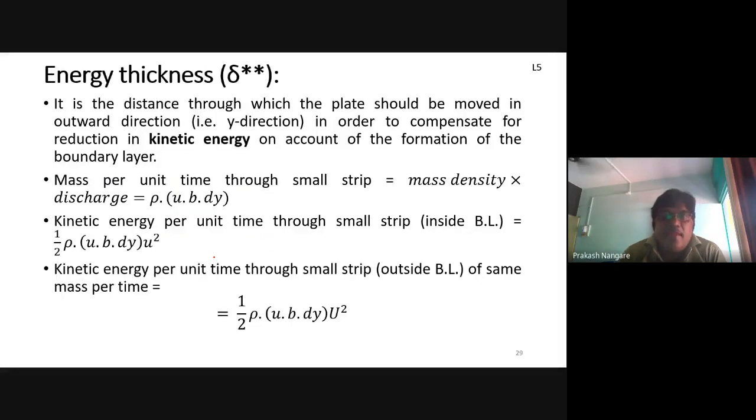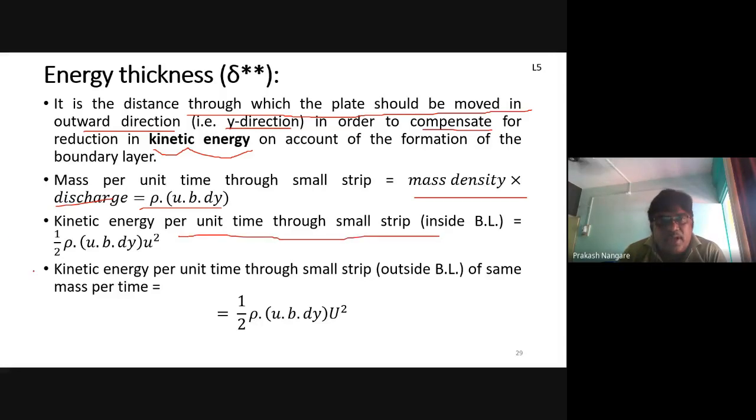And the last one, energy thickness, which is denoted by delta double star. It is the distance through which the plate should be moved in the outward direction, that is in the y direction, in order to compensate for the reduction in kinetic energy on account of the formation of the boundary layer. Therefore, mass per unit time through the small strip is mass density into discharge, so rho u B dy. Then kinetic energy is 1/2 m u square, so 1/2 rho u B dy into u square.